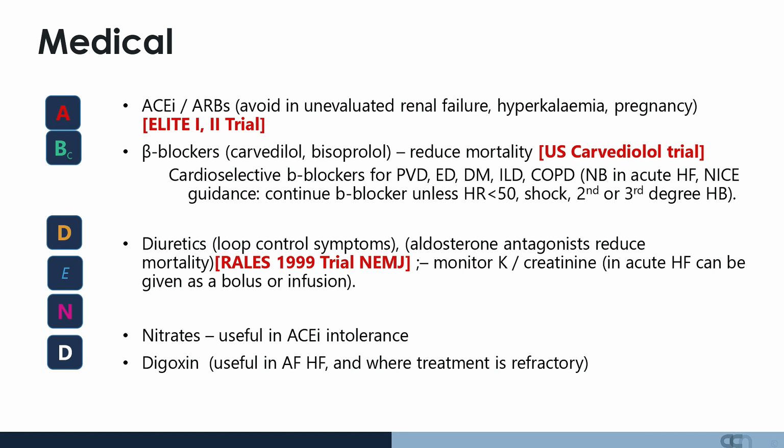Diuretics, there are two key types. The loop diuretics control symptoms, whereas the aldosterone antagonists reduce mortality by reducing the remodeling of the heart. And this was a very important landmark trial called the RALES trial, published in 1999 in the New England Journal of Medicine. It's important, if you start patients on aldosterone antagonists, to monitor their renal function and their electrolytes, particularly their potassium, very closely.